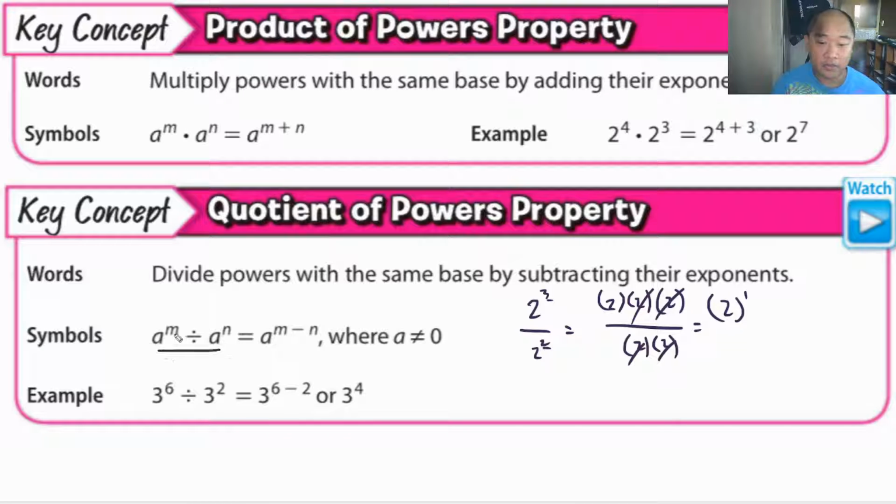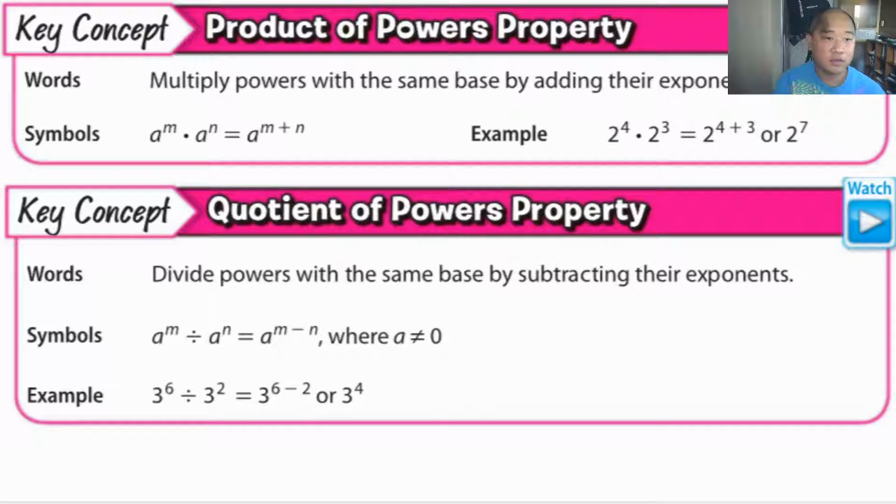And as we can see here, a to the m divided by a to the n is the same thing as a to the m minus n. Or 3 to the power of 6 and 3 to the power of 2, they're being divided. It's 6 minus 2, so that's 3 to the power of 4. So let's move on.